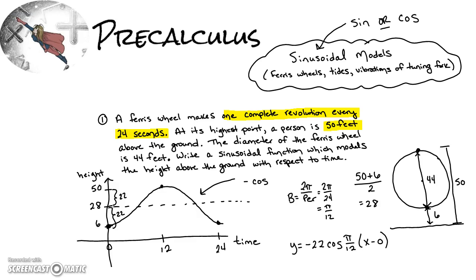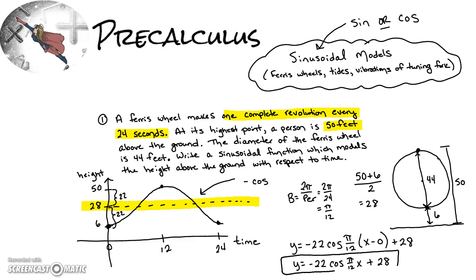And then the final number is always the vertical shift, which is always in the location of your dotted line right here, which was at 28. So that's going to make it plus 28 at the very end. And so then let's just rewrite it without the minus 0 in there, because you really wouldn't put that. So negative 22 cosine of pi over 12x, and then plus 28. So this would be the answer that they're looking for.